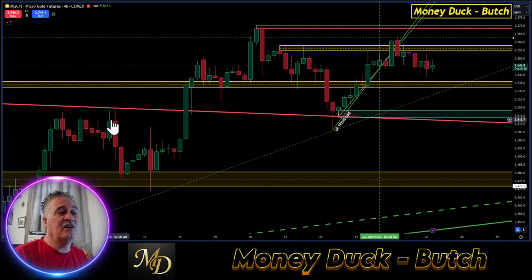We leave our runners on, so we would leave a runner on this when we're down here. We'd close out partial, leave a runner on, in case it breaks and runs. If it starts turning and we see higher high, higher low, we bail. We close that runner and we look to get in long. And the reason why is this right here.